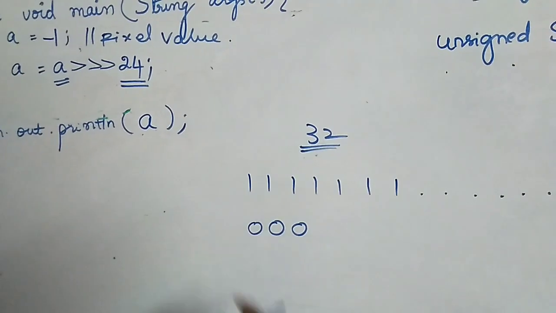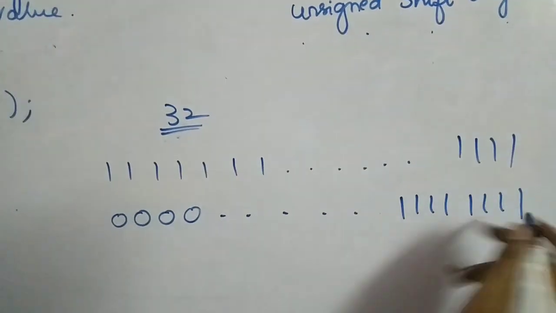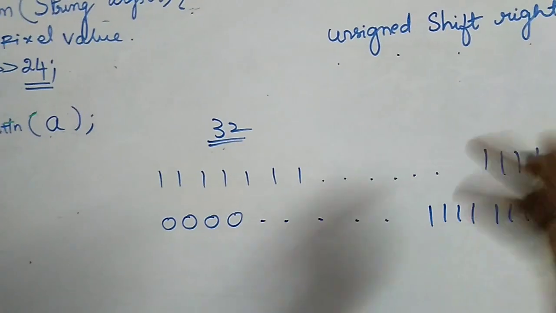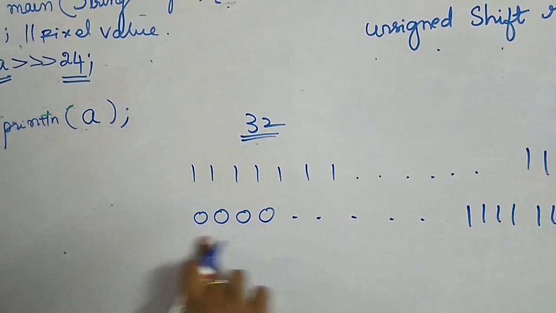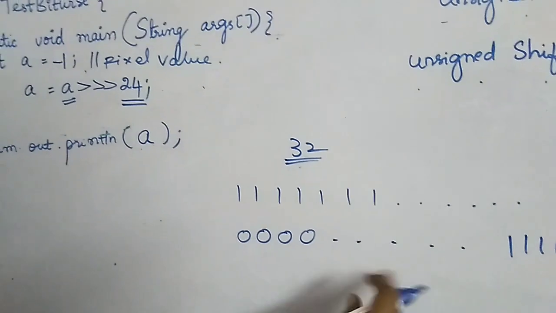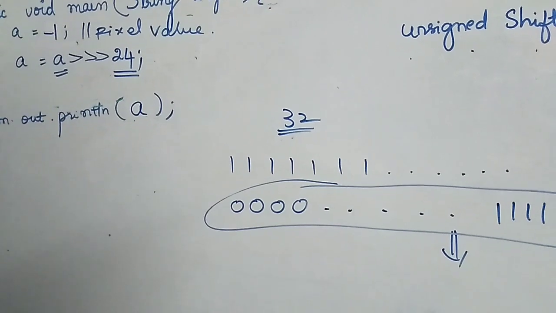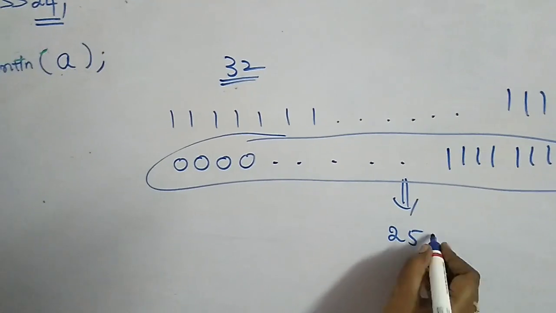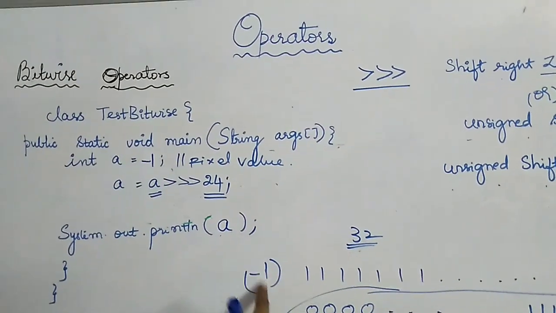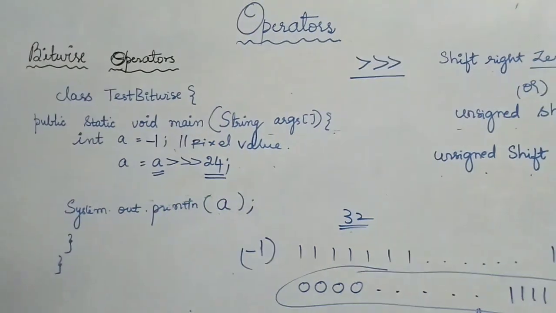So 32 minus 24, the last 8 bits will remain. Because it has shifted, those 24 bits have gone, they are lost, and 24 bits have been added, which are zeros, because we are filling with 0. Now if you convert this into a decimal integer, it will be 255. So this is -1, but it is now becoming a positive number, because you don't want the negative sign to be retained.